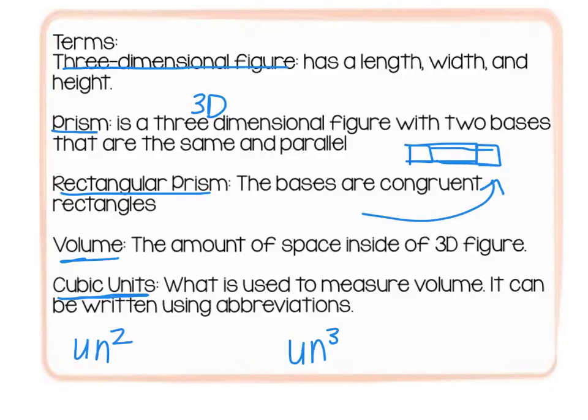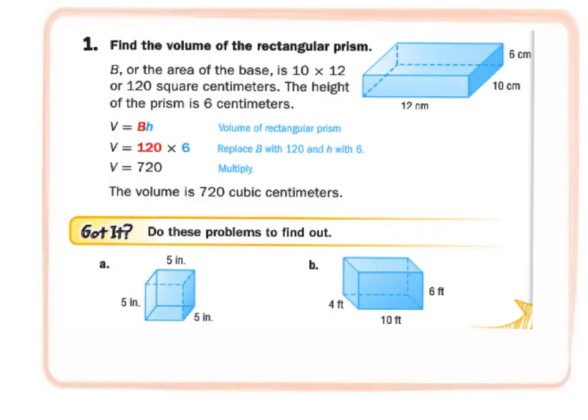If you want to write little pictures next to it to help you, go ahead and do that. Okay, our first example says, find the volume of the rectangular prism. Like I said, this is a rectangular prism because it has two rectangles that are the same, that are the bases, and then they're connected to make it 3D. Okay, so that's our rectangular prism.